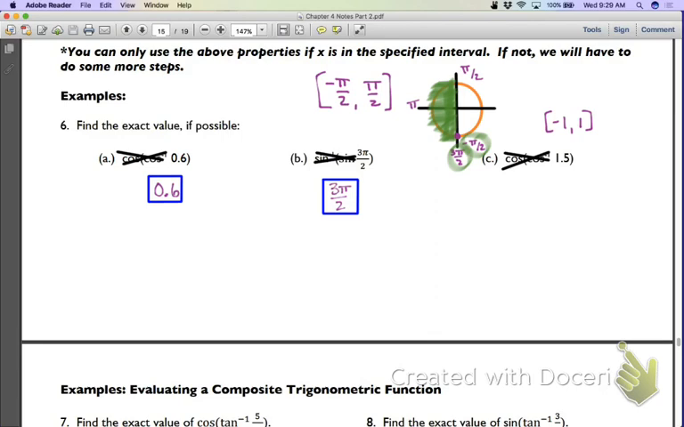So 1.5 is outside the interval, or outside the restricted area. Can't get outside the restricted area. That's bad news. Bad things happen outside the restricted area. So it's just going to be no solution, or undefined.